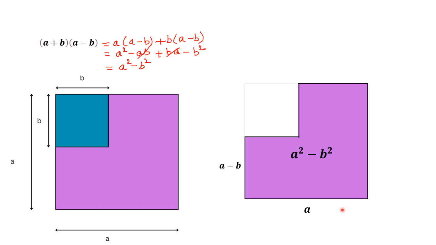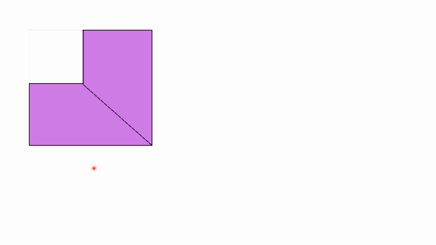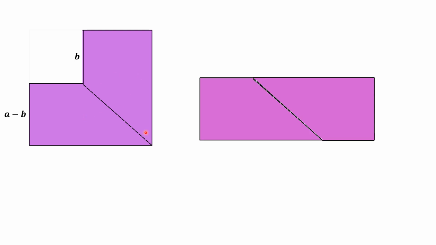Now let's see what I have to do next. Now next what I did, I have divided it from this part, diagonally I have divided it. So this measure is a minus b and this is your b, because from here only there was a small square having side measure b. So this is also b. Now after dividing it in two parts, I have rearranged it. So when I rearranged it, I have got a rectangle.